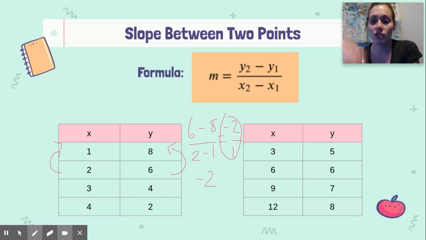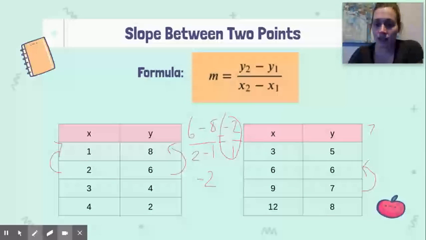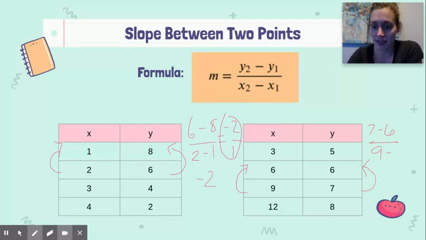So let's try that again in the next table. We can pick any 2 points we want, right? So maybe this time I use these 2 points. I go from 7 to 6. So y2, my second y, minus my first y, y1, over, and then I subtract the x's, my second x from my first x. I just picked the middle 2 points this time, so that would be 9 minus 6. We're just subtracting the 2 y's on top and the 2 x's on bottom.